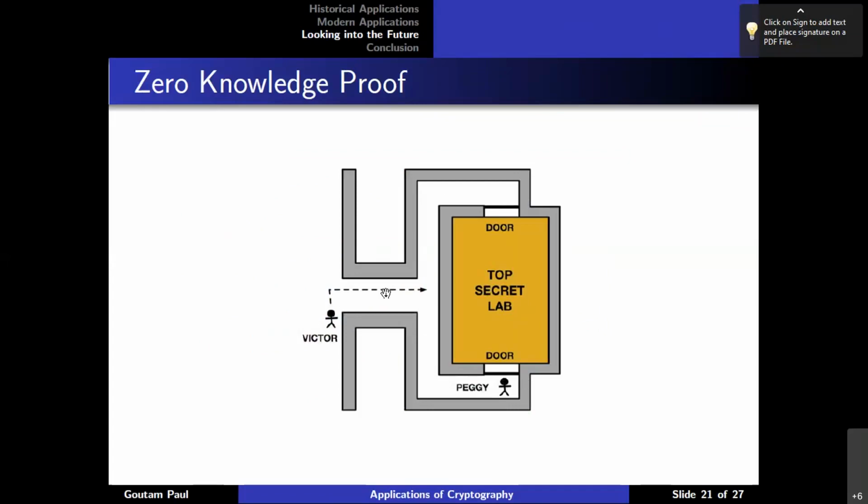So if Peggy comes out from the right, he has entered through the right and he should come from the left. But if he comes out from the right, we know that he may not have the key to the lab. But if Peggy comes out from the left, then definitely he has the key to the lab. Otherwise, how would he have transferred himself from the right end to the left end? So that is a zero knowledge proof. Peggy is not handing over the key to Victor, but by his movement, by his motion of entering and exiting, he is proving to Victor that he has the key to the secret lab. So that is the goal, zero knowledge. That means we are proving something without transferring any knowledge.